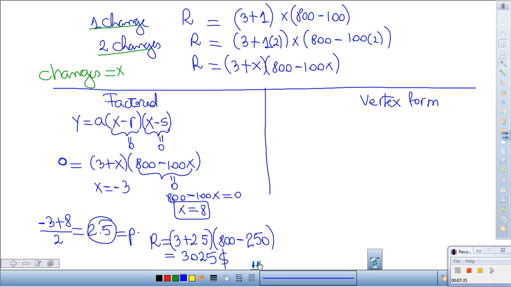So what will the new price be? Well, if the number of changes is 2.5 times $1, the price will be 3 plus 2.5 equals 5.5.